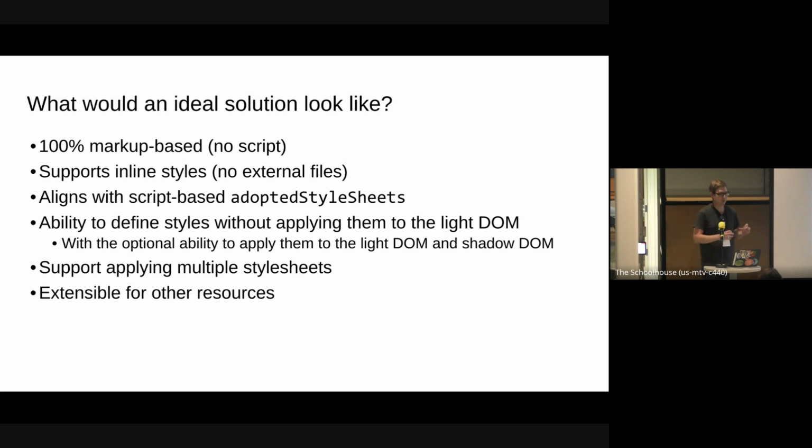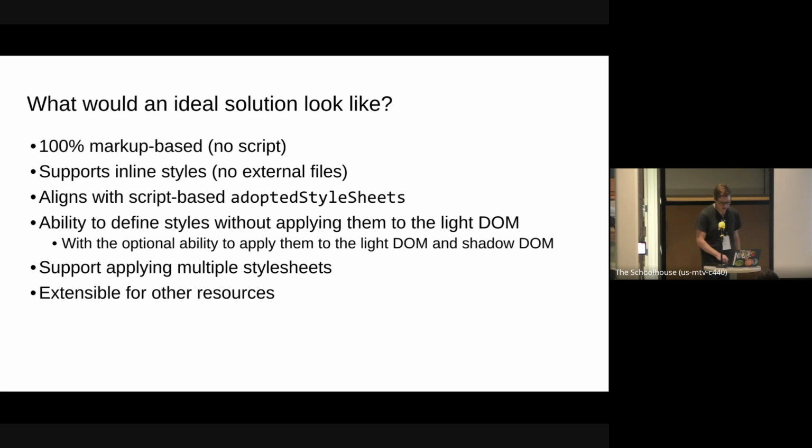And then this was another interesting one. If you remember the first example I showed with adopted style sheets, you can create this style sheet, but not apply it anywhere. And this is actually a very interesting problem. There's not really a good way to do this in markup today. When you have a style tag, if it's creating styles, it's going to apply them to the main document. And then also, this is a pretty easy problem, but it should support applying multiple style sheets like the script version can. And then, looking forward, it would be great if this could be extensible to other resources. Style sheets aren't the only thing that people are going to want to share with Shadow DOMs.